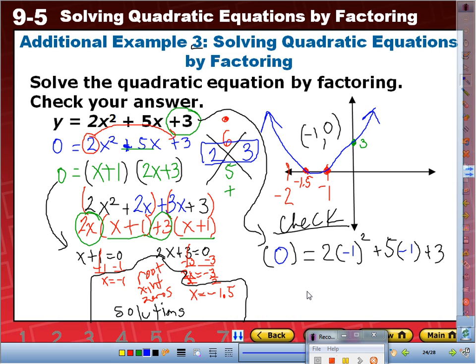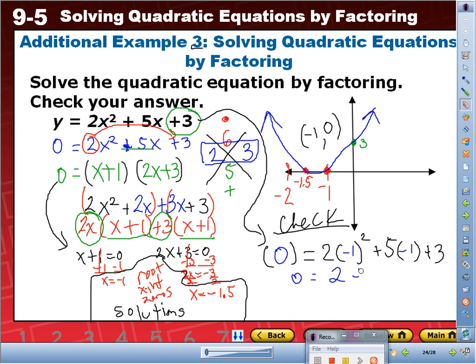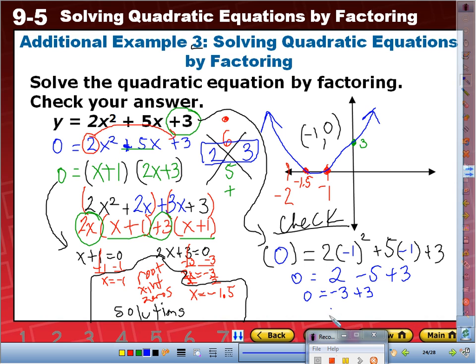So you substitute negative 1 in there. So this is 0. What is negative 1 squared? 1. What is 2 times 1? 2. Plus 5 times negative 1 is negative 5. So, negative 5 plus 3. Let's see. What is 2 minus 5? Negative 3 plus 3, and that is 0 equal to 0, and that is true.